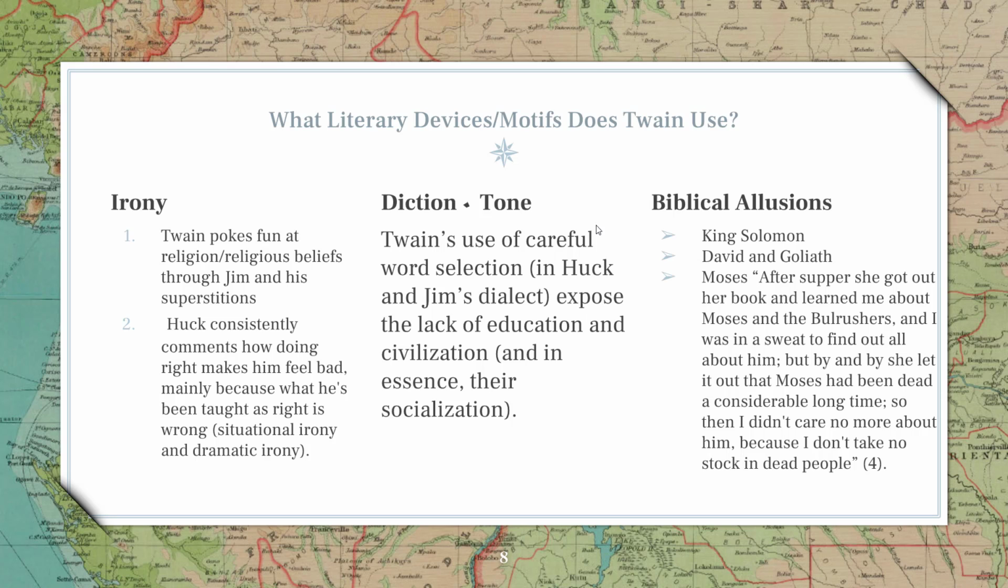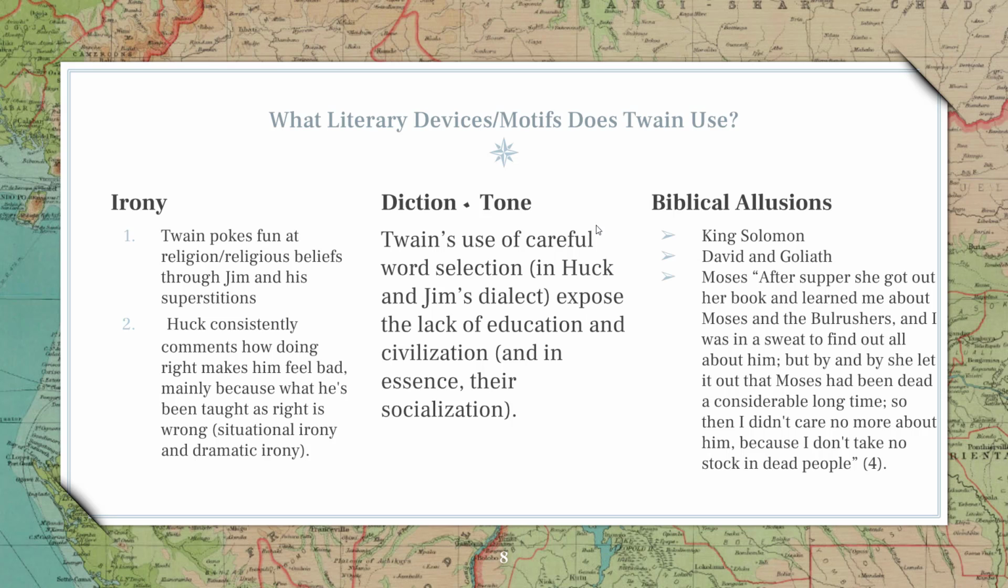that exposes the lack of education and civilization, which basically means that they haven't been socialized or educated. And Jim is especially hard to understand, even though his words are often very wise. He's hard to understand because he doesn't know how to speak correctly.